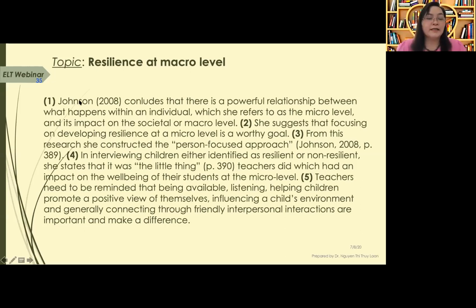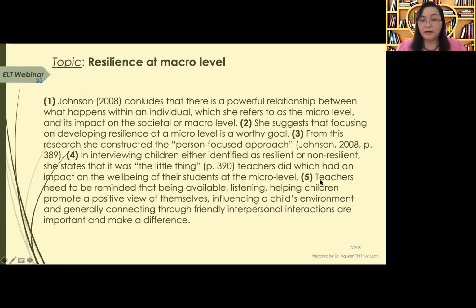So the first sentence is descriptive because it talks about this specific study. In the second sentence, 'she suggests that', she means this scholar, Johnson, 2008. So the second sentence is also descriptive. And number 3, from this research she constructed, it's also about this research, it means descriptive. And number 4, for sure, is talking about the finding from another research method, interview. So it is also about the Johnson 2008 study, so descriptive.